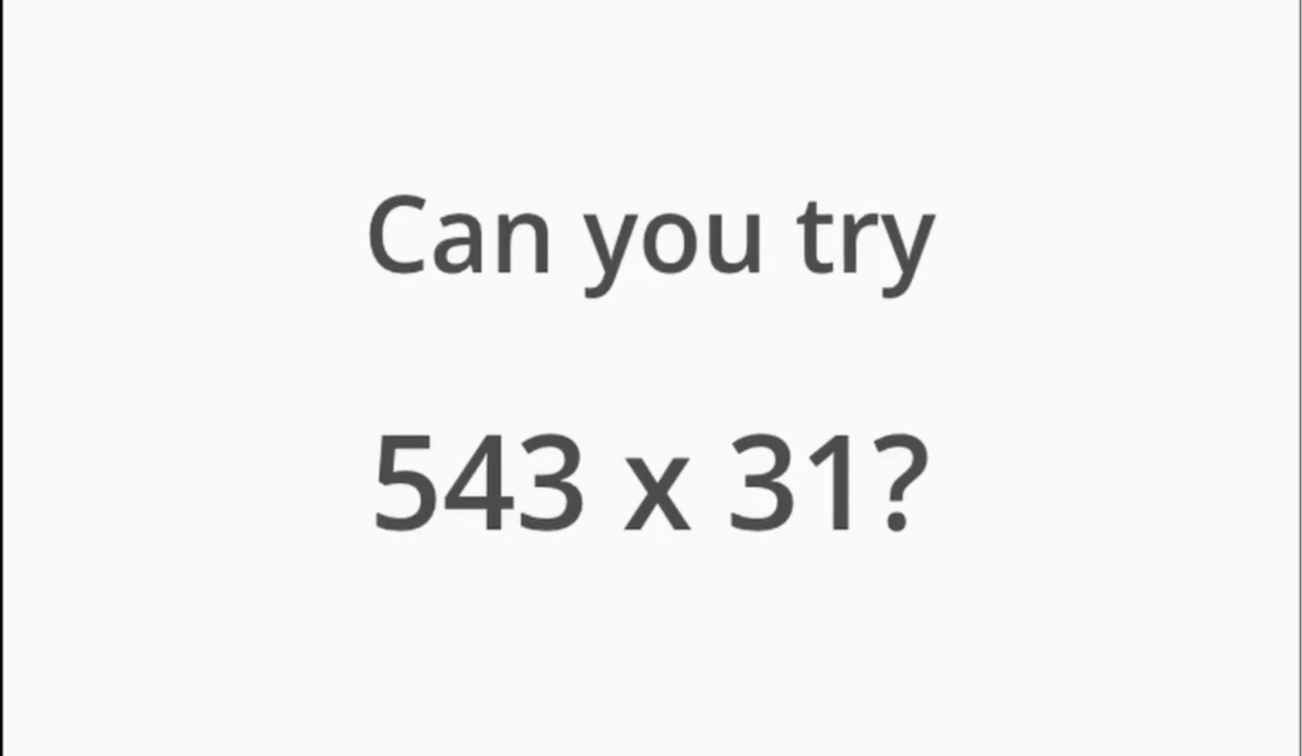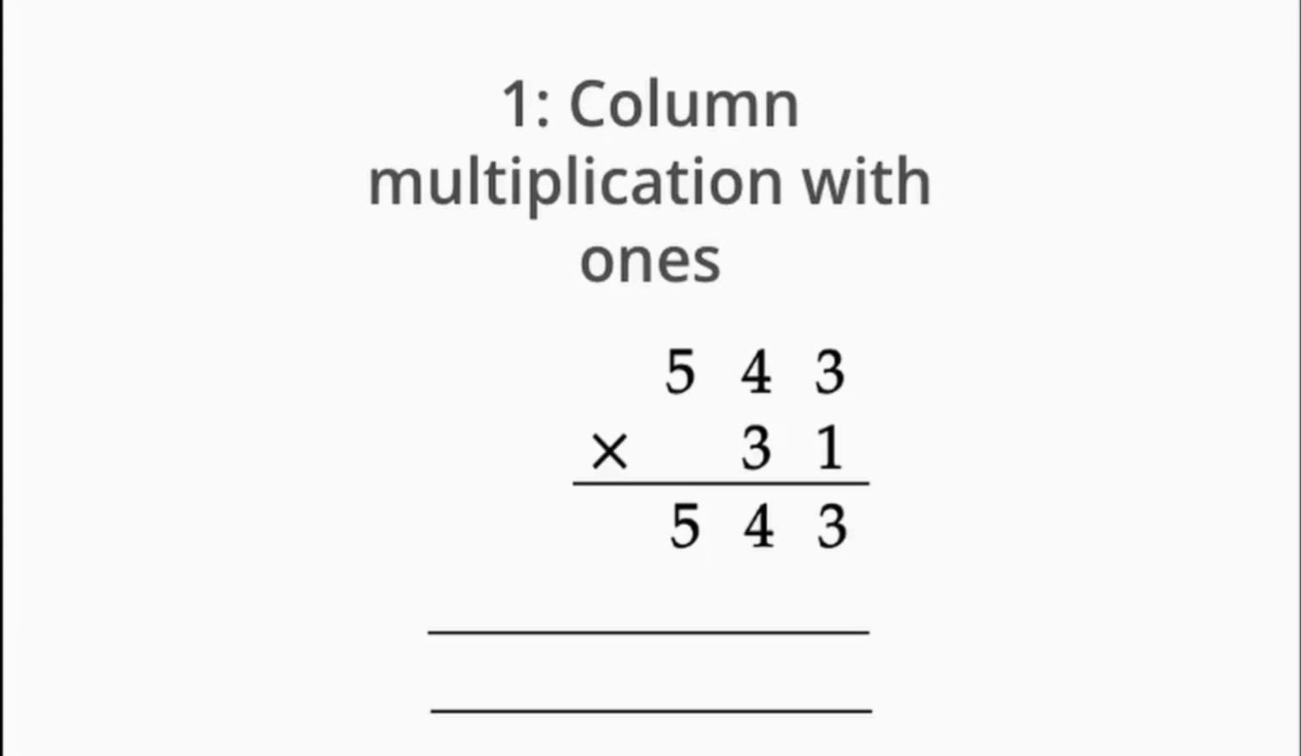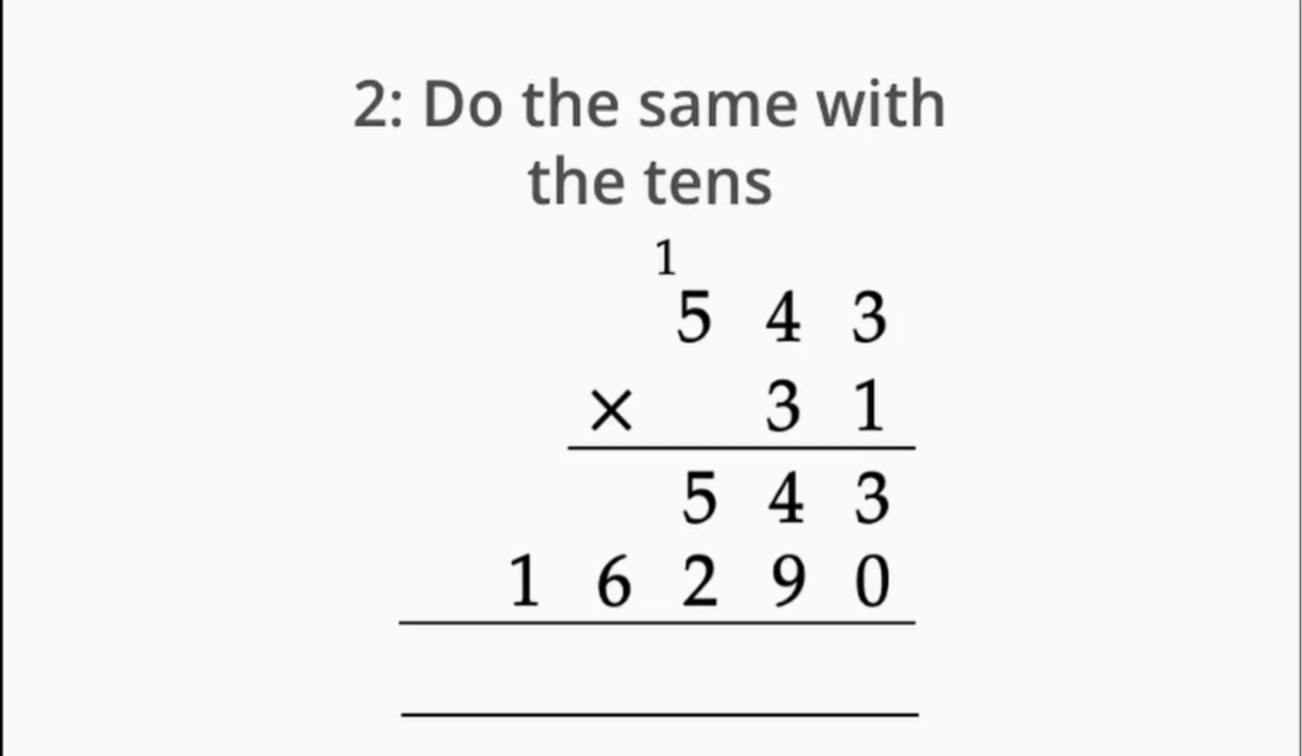Can you try 543 times 31? Pause the video if you want to work it out for yourself. The first step is to multiply the ones value in the bottom row with all the values from the top row. You should have got 543. The second step is to put the placeholder in, so the 0 here, and then multiply the tens value from the bottom row with the top row.